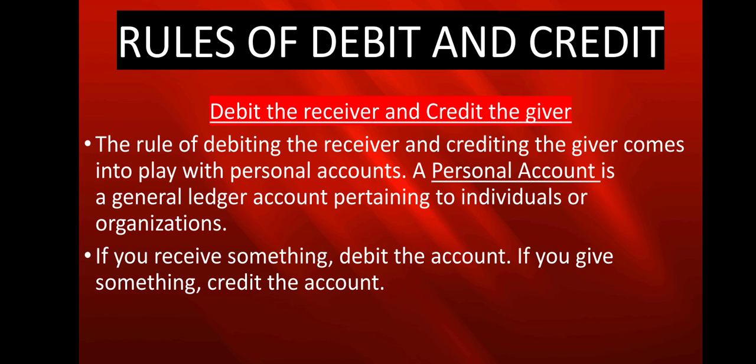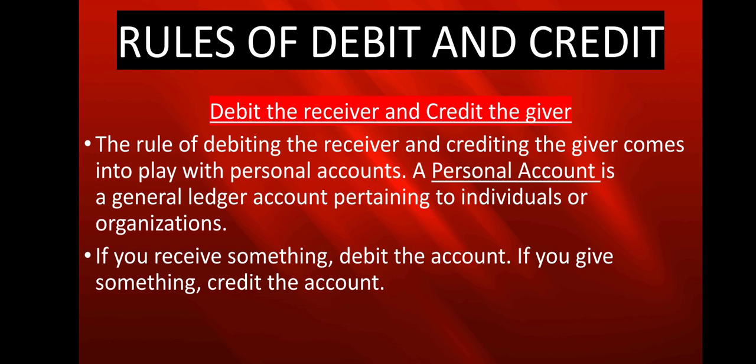Receiving aspect will be debited. Giving aspect will be credited. So please look on to the slide. The rule of debiting the receiver and crediting the giver comes into play with personal account. This rule is only for personal account. Please remember, children, debit the receiver, credit the giver. This rule is only for the personal account.